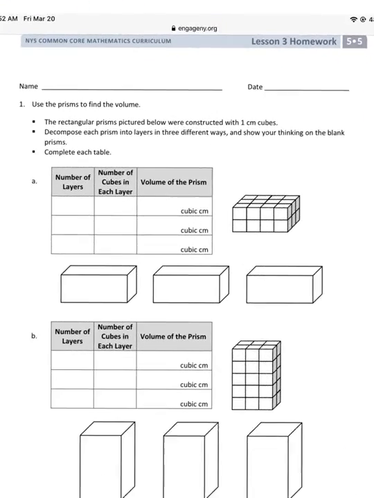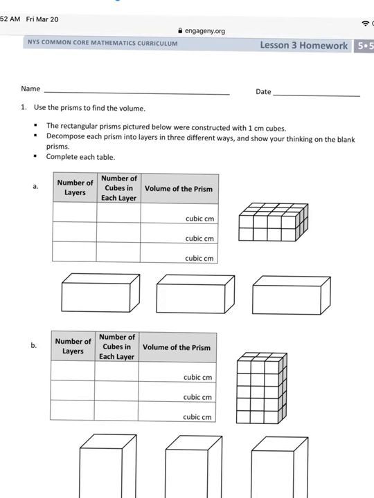So I'm going to zoom in here. These directions are really complicated, but basically all you're doing is finding the volume of this shape and finding different ways to show how you counted that volume. So you guys were really good right before we left for all this craziness at finding volume equals base times height. I'm not sure if you remember that.